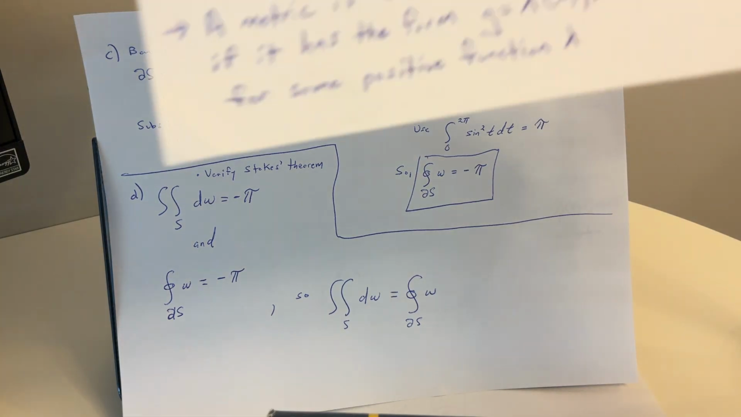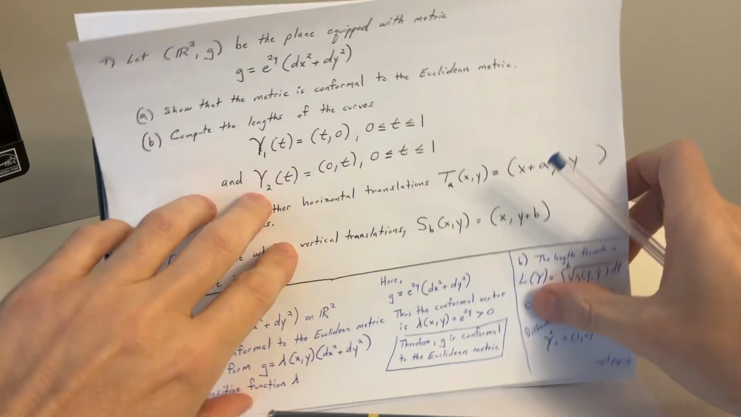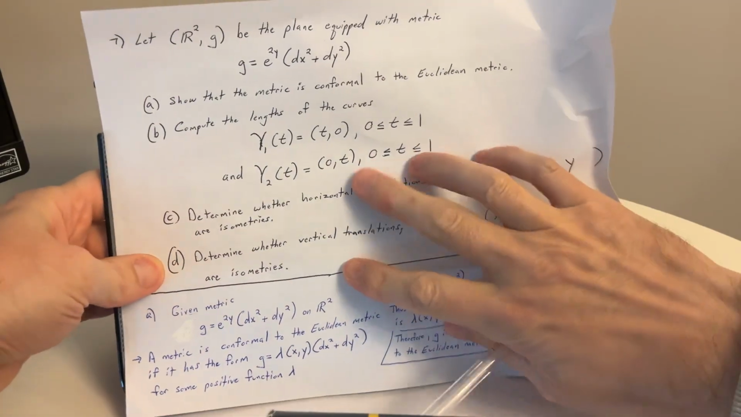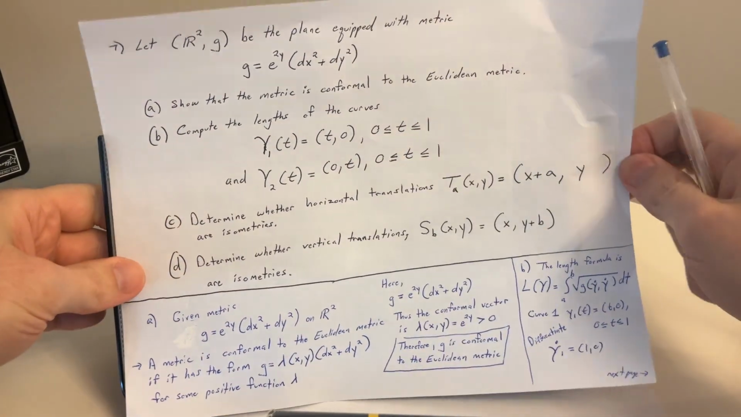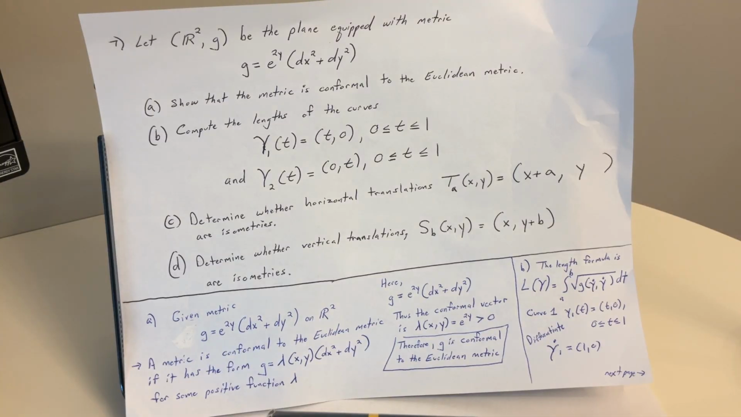Moving along to number 7. Okay, number 7. We have that (R2, g) be the plane equipped with the metric g equals e to the 2y times the quantity dx squared plus dy squared. Letter A: show that the metric is conformal to the Euclidean metric. All right, so let's do part A.